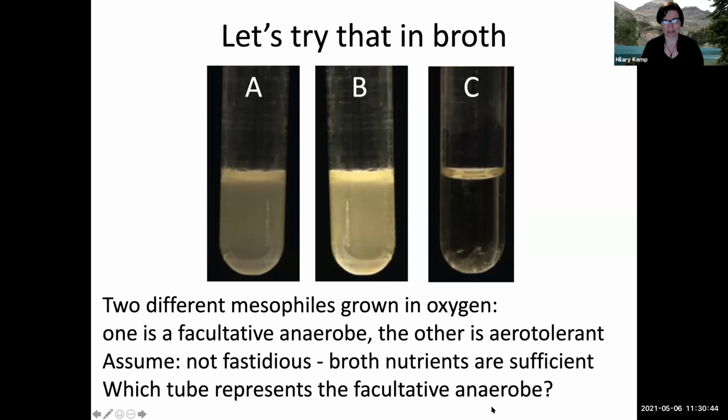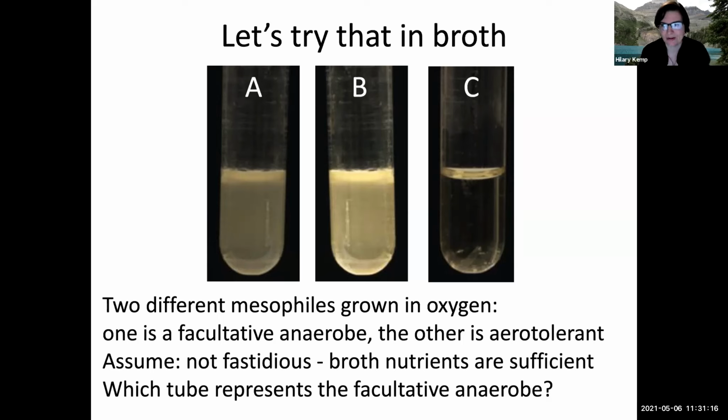So let's go back to my original question. Which of these tubes represents the facultative anaerobe? The other one would be aerotolerant. Let's remember what facultative anaerobes do. They thrive in oxygen and they can get by without it. Aerotolerants grow in both conditions, but they're doing anaerobic metabolism, so they don't do aerobic respiration.